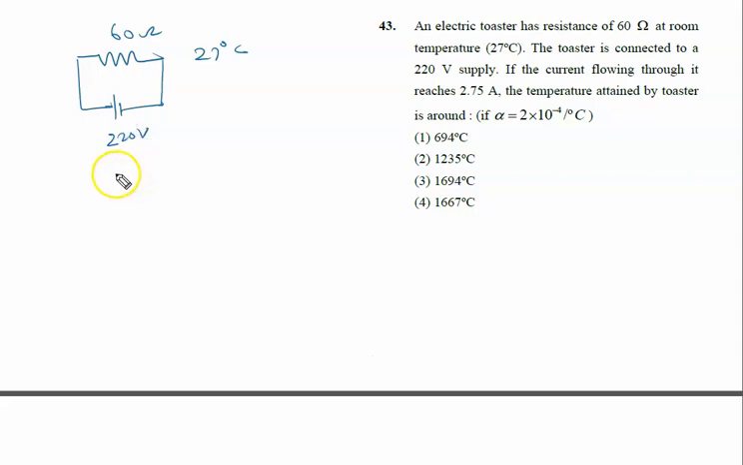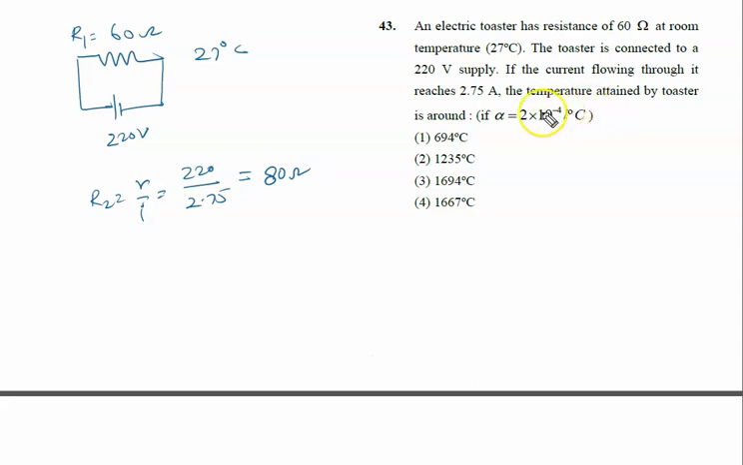If the current flowing through it reaches 2.75, the current is changing. It means resistance will change. So this is R1. R2 will be V upon I. V is the same, 220, and I becomes 2.75. So we will calculate R2, and it will be 80 ohm. So resistance is changed from 60 to 80.